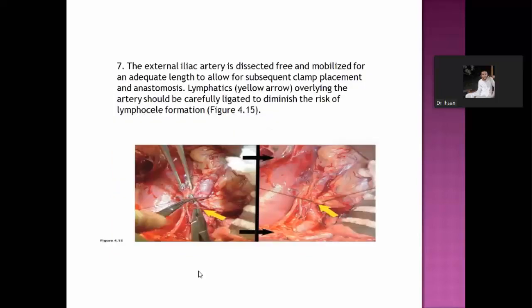The seventh step is the external iliac artery is dissected free and mobilized for adequate length to allow for subsequent clamp placement and anastomosis. Lymphatics overlying the artery should be carefully ligated to diminish the risk of lymphocele formation.